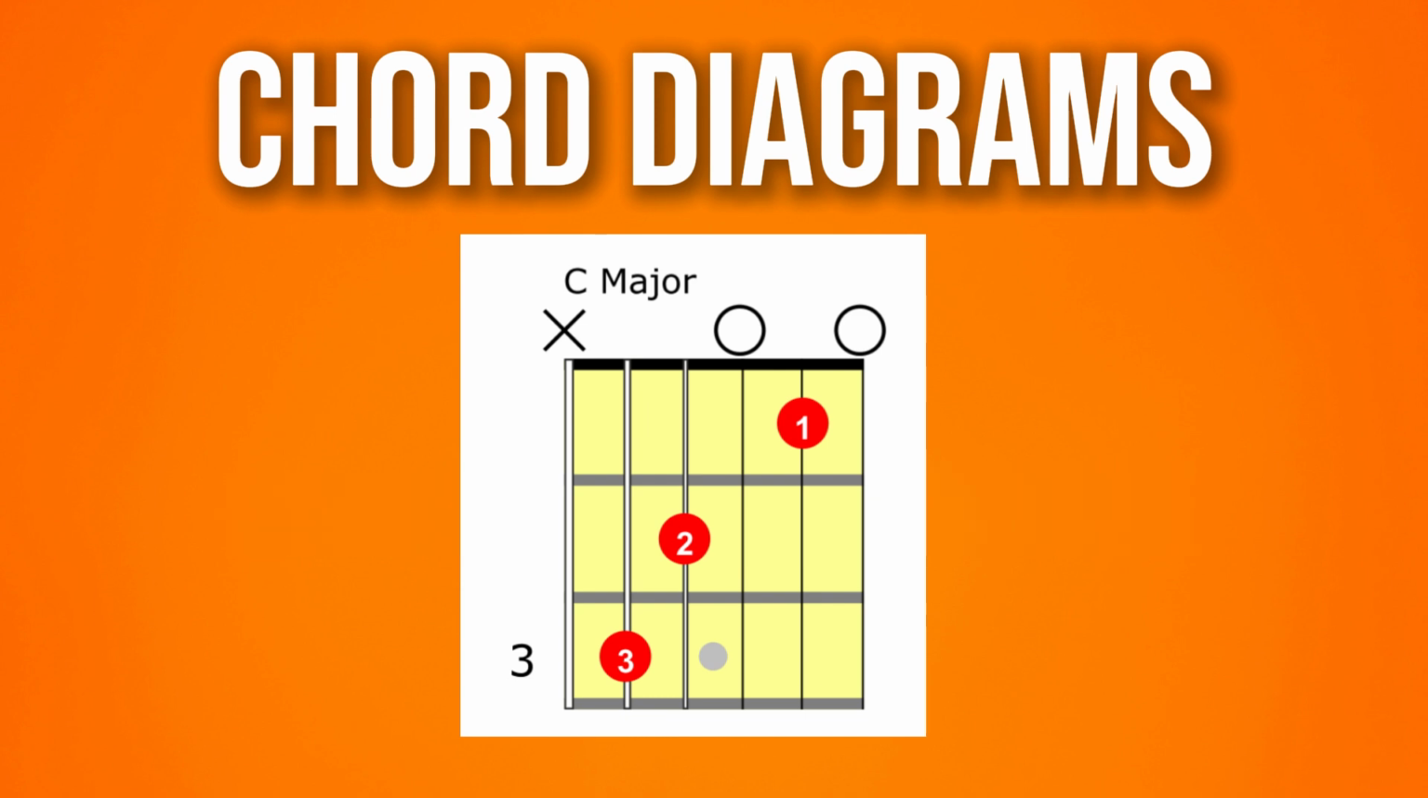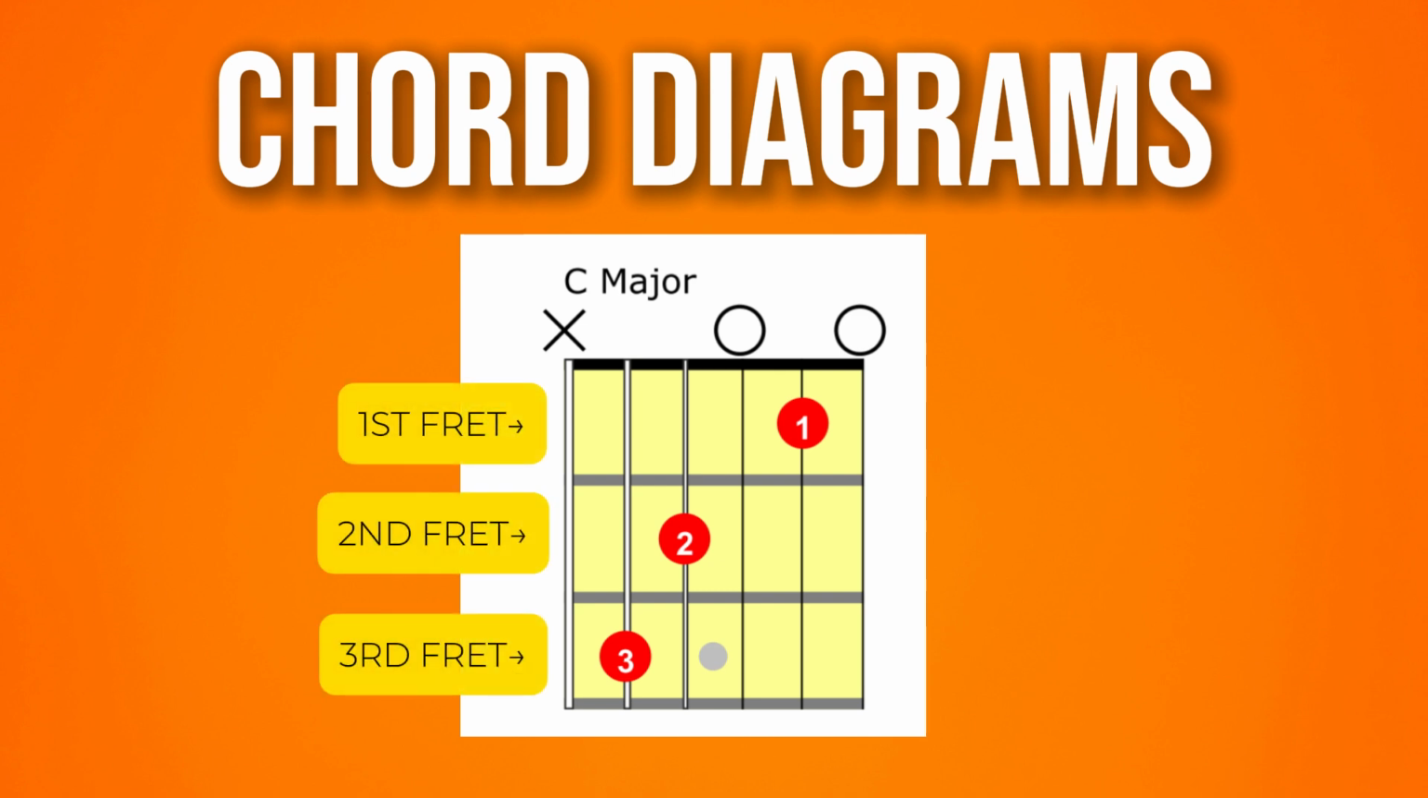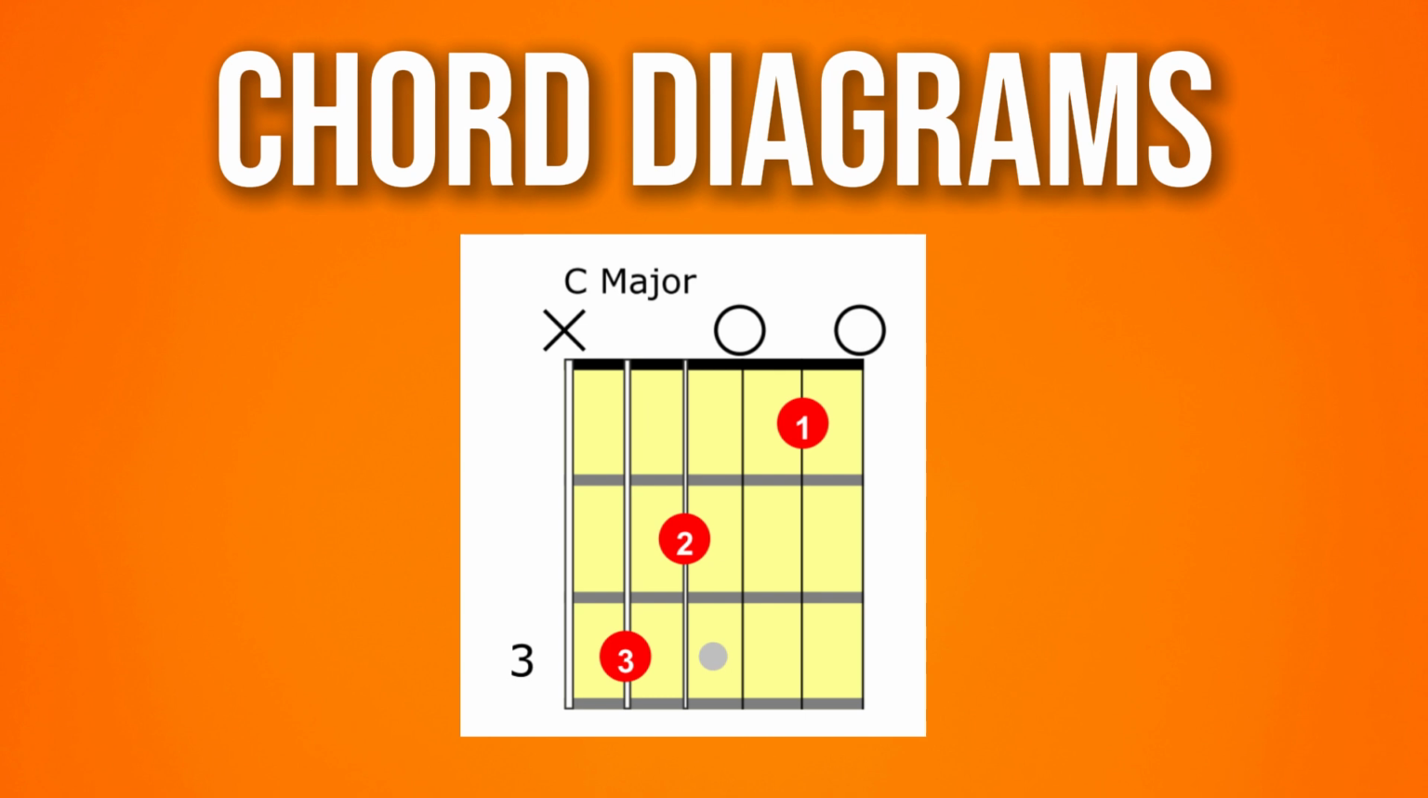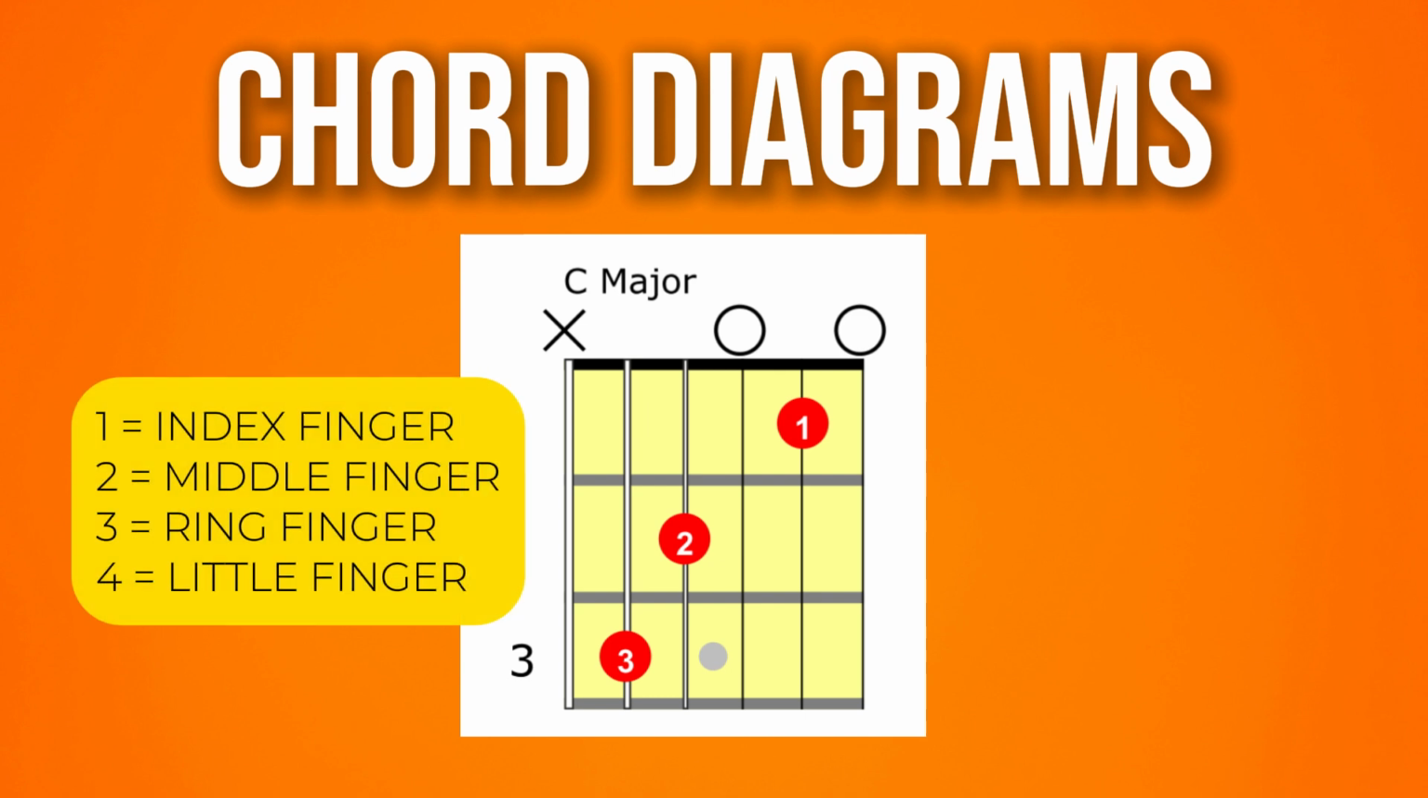On these diagrams, we're only showing the first 3 frets of the guitar, as that's where all of these beginner chords are played. The red dots show you where to place your fingers, and the number inside each dot tells you which finger to use. Finger 1 is your index finger, finger 2 is your middle finger, finger 3 is your ring finger, and finger 4 is your little finger.